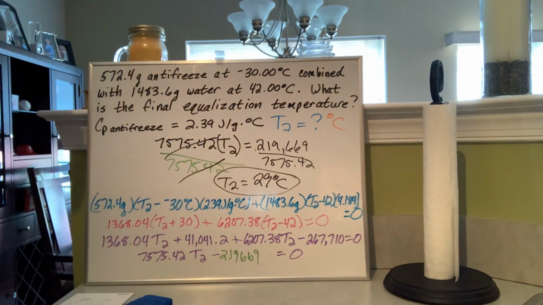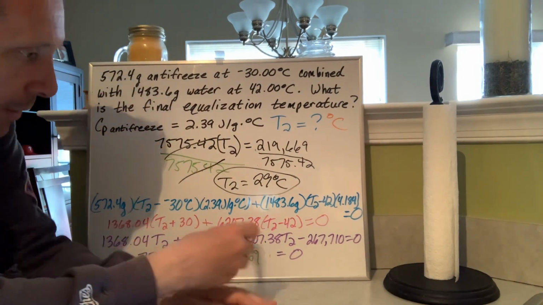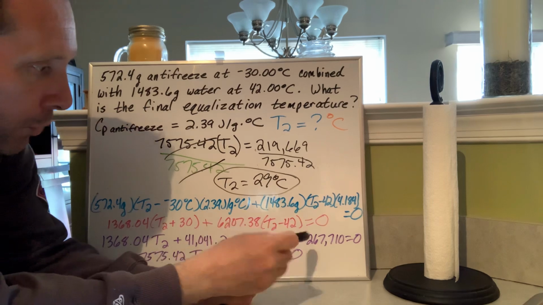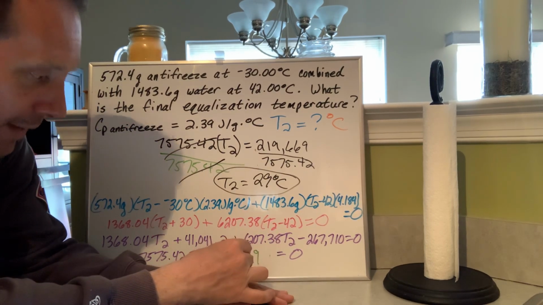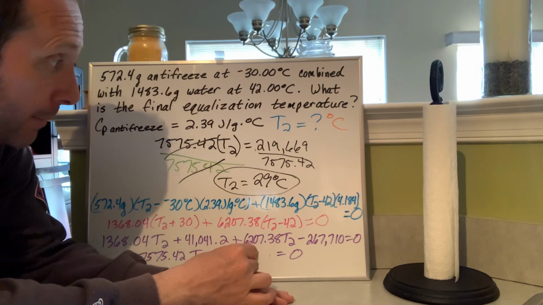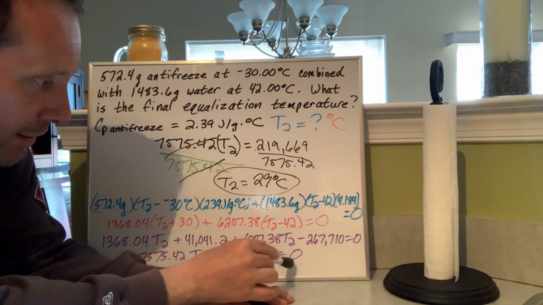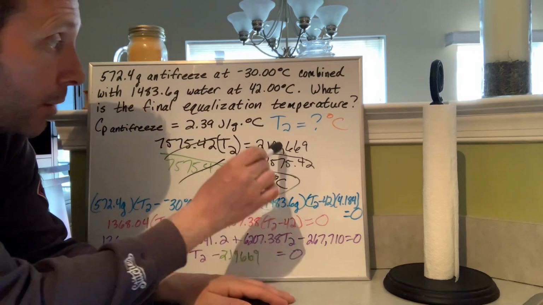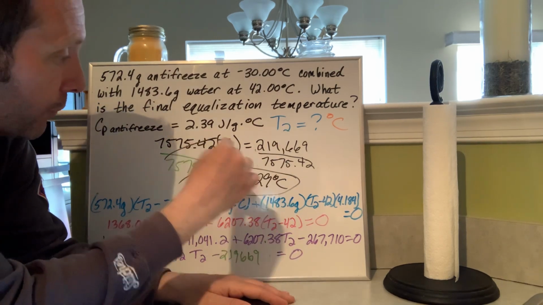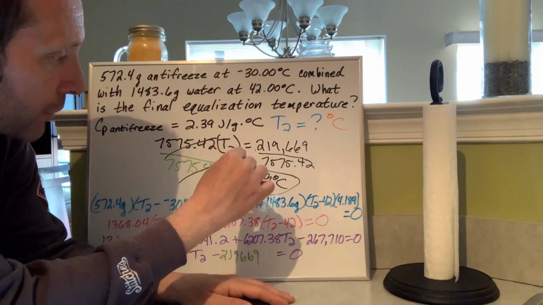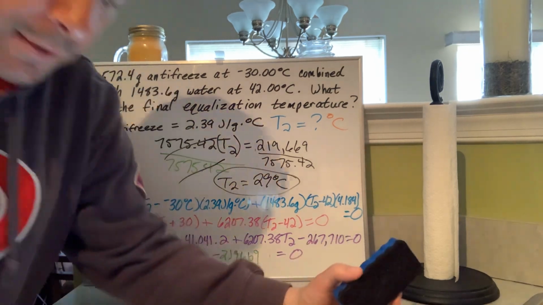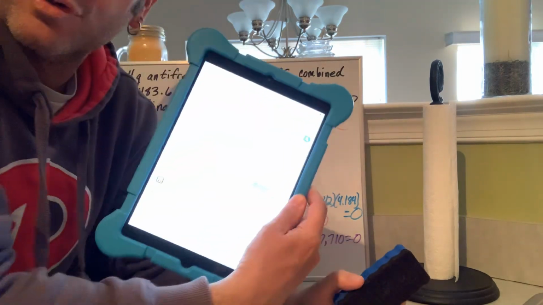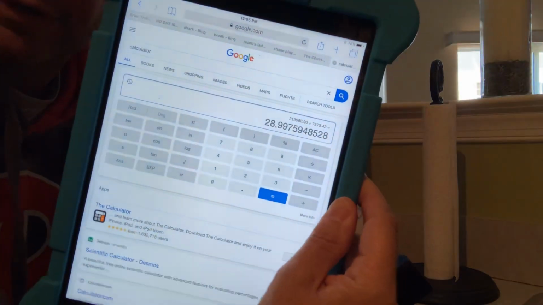So there we go, okay? Yeah, I made the tiny mistake here when I was adding them. It's 41,041 minus 267,710 is 219,669. All right, so then you add it to the other side of the zero. It comes over here, and then you divide by 75.42. You'll get your T2 on its own, and 29 degrees Celsius, okay? Sorry about that, but that's what happens when you're trying to use a Google calculator for your stuff.